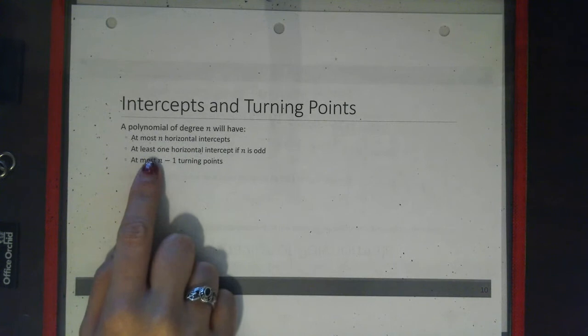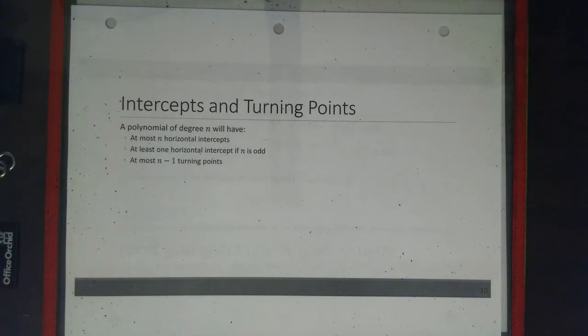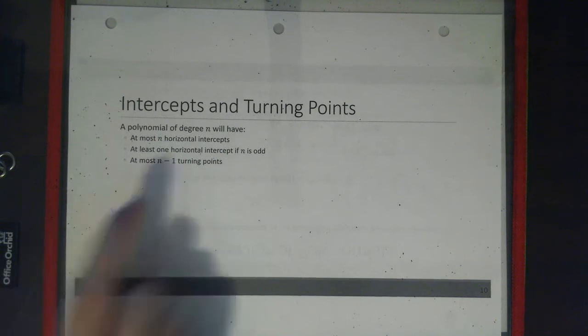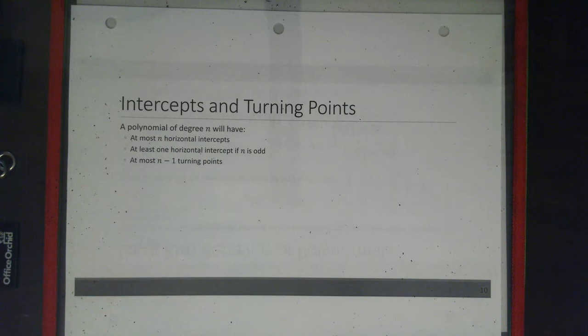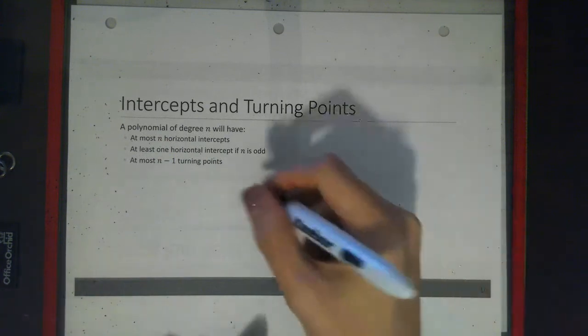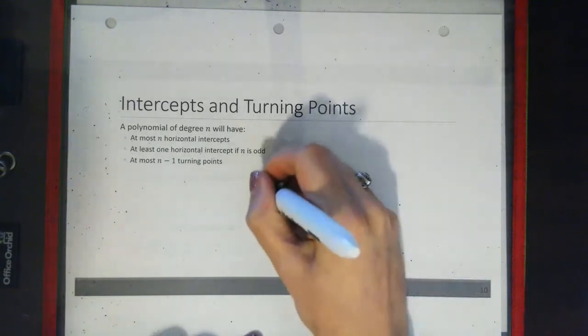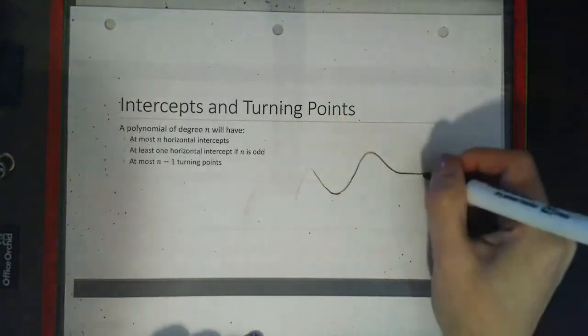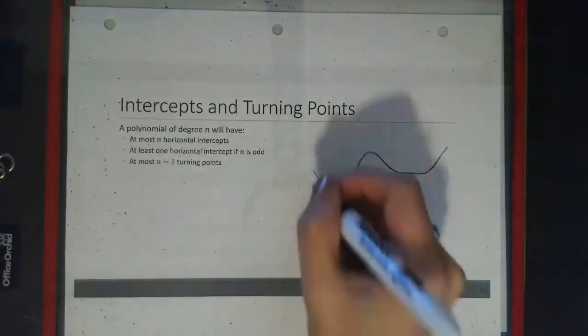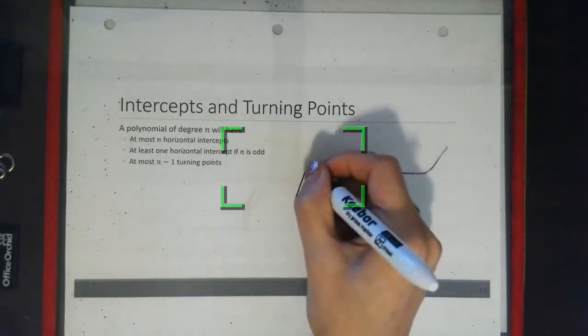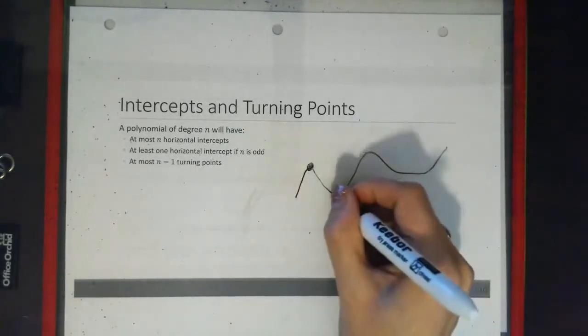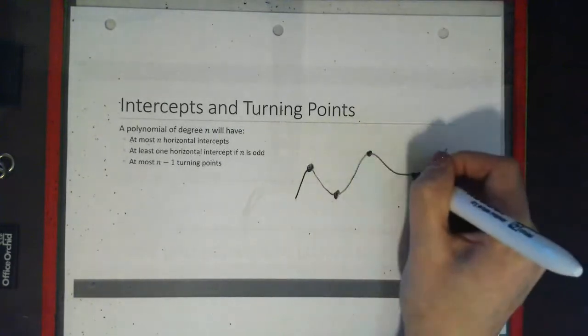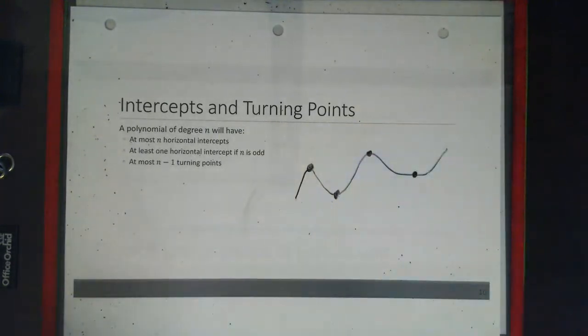If our n value is odd, so if our degree is odd, there's going to be at least one horizontal intercept every single time. And at most, there's going to be n minus 1 turning points. And you're like, what's a turning point? If we have a polynomial function, if I could draw, that'd be great. A turning point is where you switch from increasing to decreasing or decreasing to increasing. So that's a turning point, that's a turning point, that's a turning point. Somewhere in here there's a turning point. So it's just where we switch from going up to going down or vice versa.